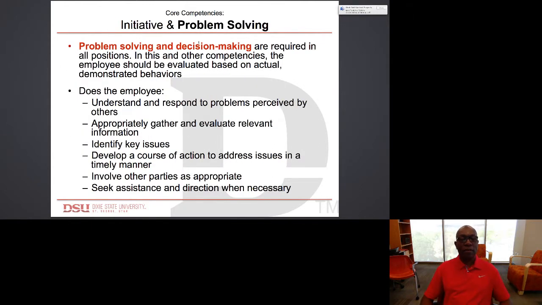Initiative and problem solving. Problem solving and decision making are required in all positions. In this and other competencies, the employee should be evaluated based on actual demonstrated behaviors. Does the employee understand and respond to problems perceived by others? Appropriately gather and evaluate relevant information? Identify key issues? Develop a course of action to address issues in a timely manner? Involve other parties as appropriate? Seek assistance and direction when necessary.